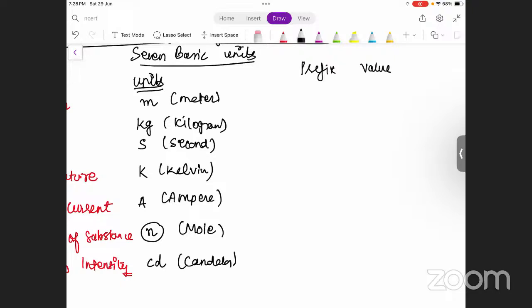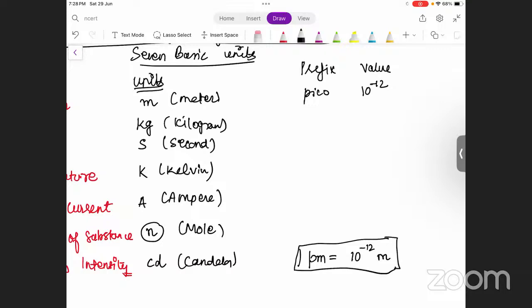So let's suppose I have pico, right? Then that is equal to 10 raised to the power minus 12. So how do I write? 1 picometer is equal to 10 raised to the power minus 12 meter. So here I'll be telling you the other prefixes which will be commonly used in chemistry. There are other prefixes also, but you'll not be using any of them in chemistry. So I'll be writing the prefixes that we will be using commonly.